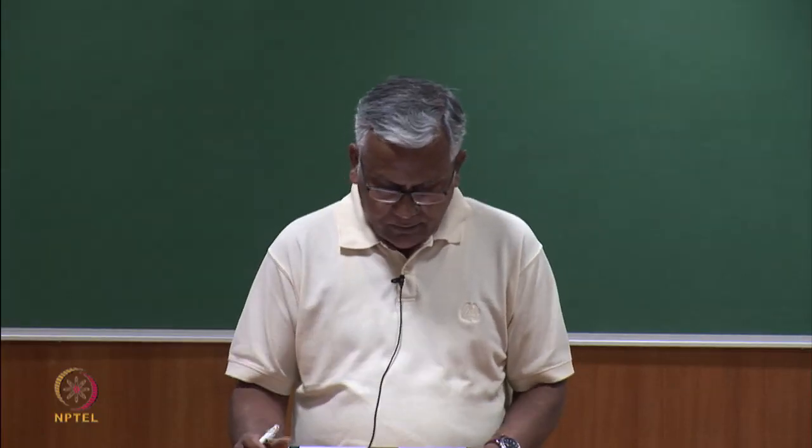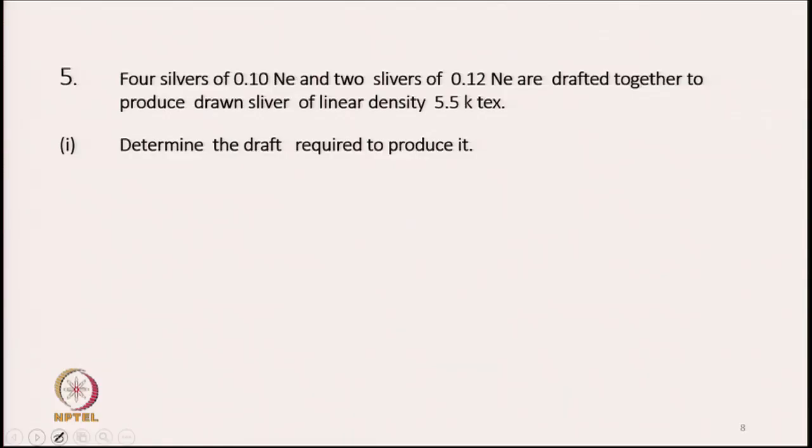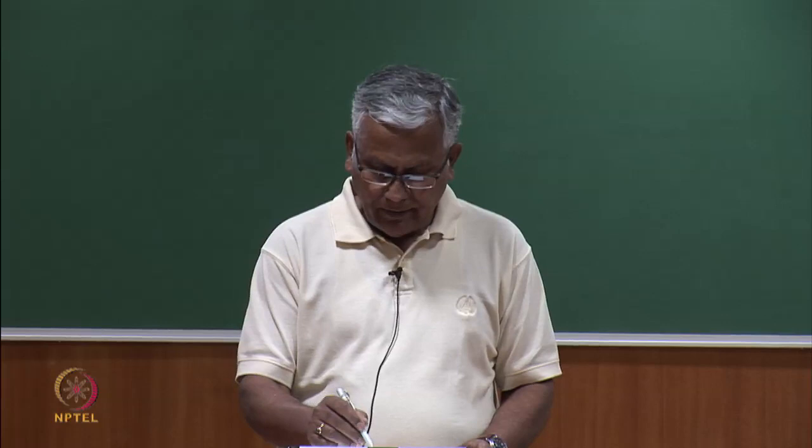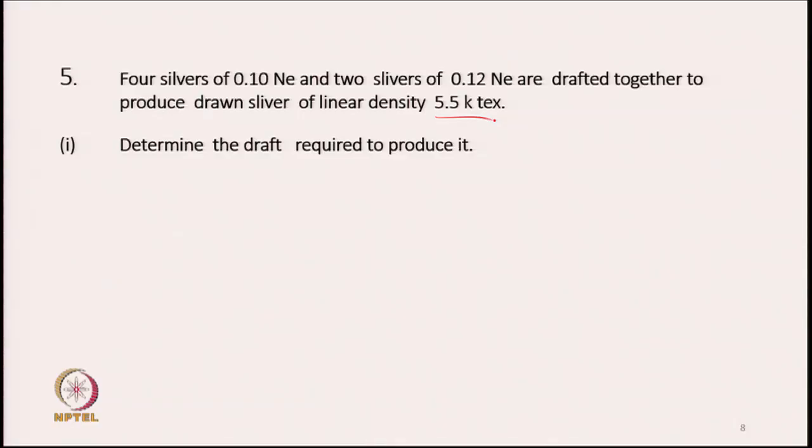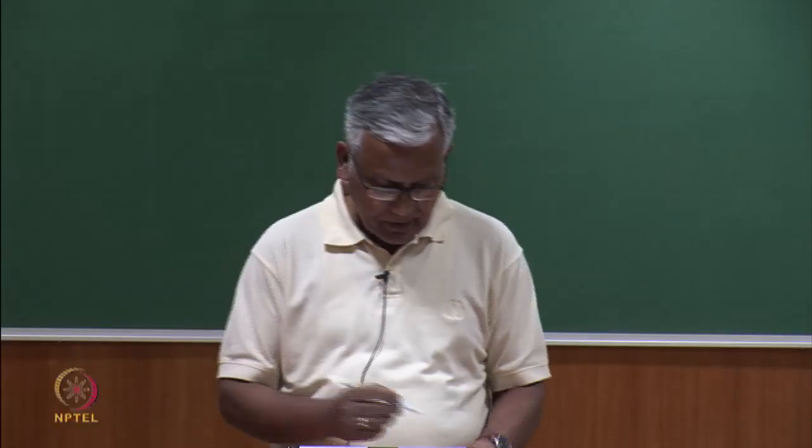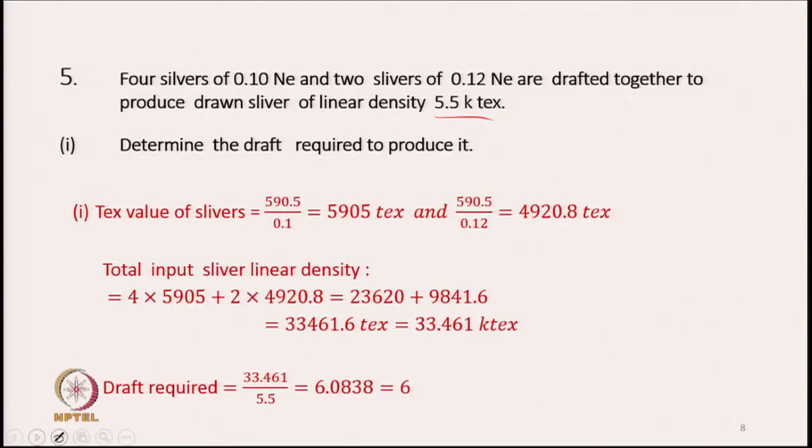So, now in this case 4 slivers and 2 slivers, they have different counts, total 6 slivers are there, they have been drafted and the final sliver has to be 5.5 kilotex. How much draft is required? So, first thing is make the unit same, and it is always easy to handle tex units. They become easy to comprehend and solutions also become quite faster and easy. So, first what we should do in this case, we will convert Ne to tex.